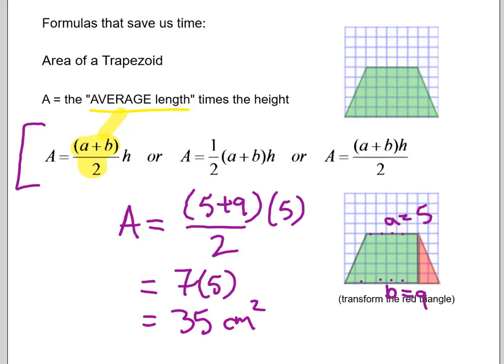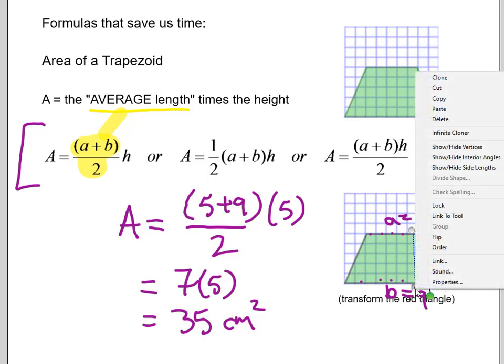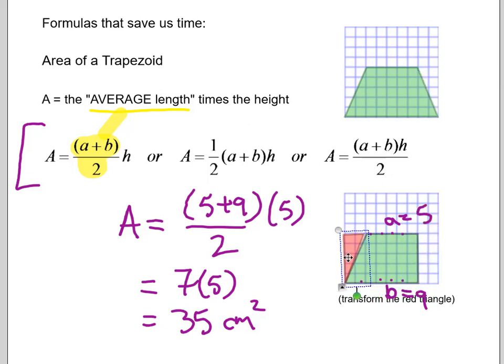So if you wanted to just do a quick check, could grab this little red shape, and I think if we do this, and then flip left to right, kind of fits in there. Okay, and then if we looked at that rectangle, that's a 5 by 7 rectangle. 5 times 7 would be 35. There's the same answer we got.